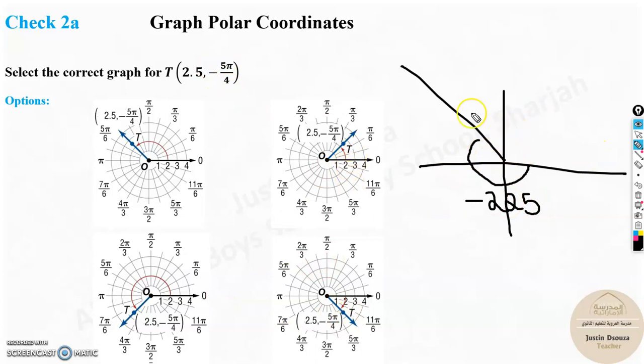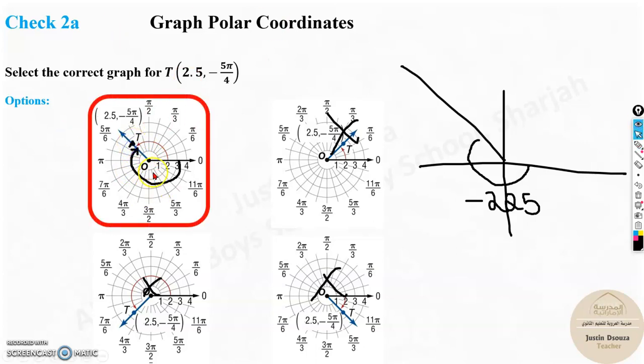So where's this angle? See, the radius is positive. So only if I draw the angle, that's enough. This is wrong. This is wrong and this is wrong. This is the correct answer because minus 5 pi by 4 is equivalent to this angle. See, I got it over here. So how much is the unit? 2.5. That's 1, 2, and middle of 2 and 3, that is 2.5 is the point T. So this is your answer. I hope this is clear now.